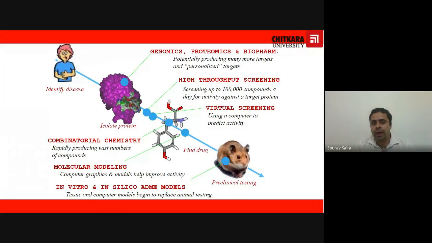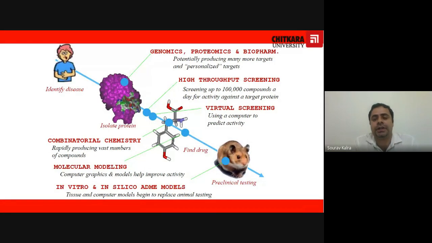I think many of you have heard about this whole process, like finding the disease, then isolating the protein, and when we isolate the protein, it involves genomics, proteomics, and bioinformatics. Like we will find many targets. There are many targets for cancer. If we talk about cancer, there are many targets.